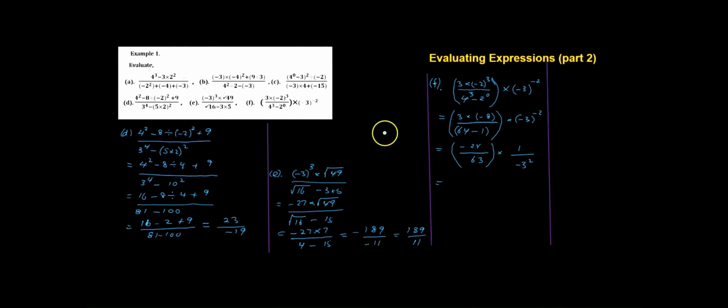This is equal to minus 24 by 63 into 1 over minus 3 to the power 2. Next we get minus 24 by 63 into 1 over 9. This is equal to minus 8 by 189.